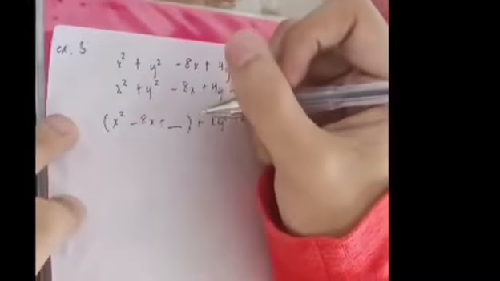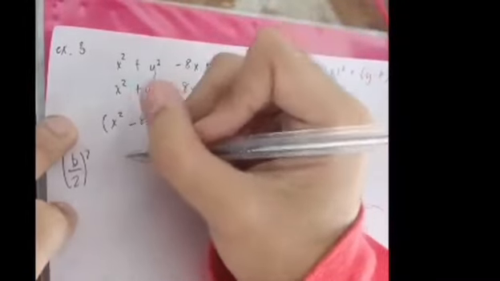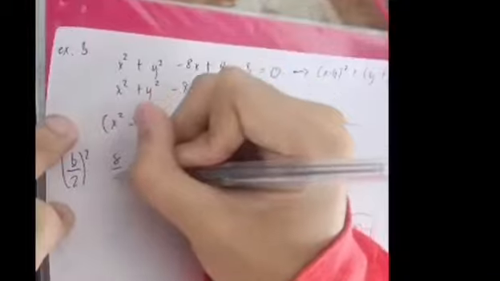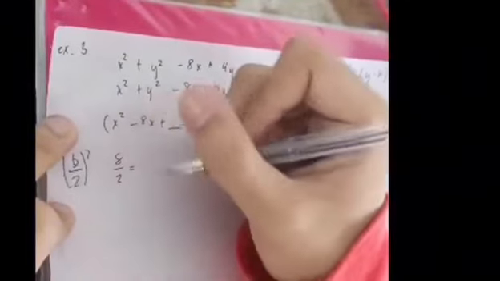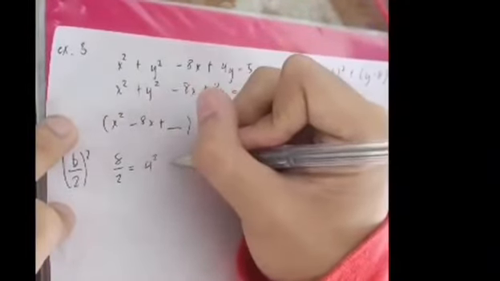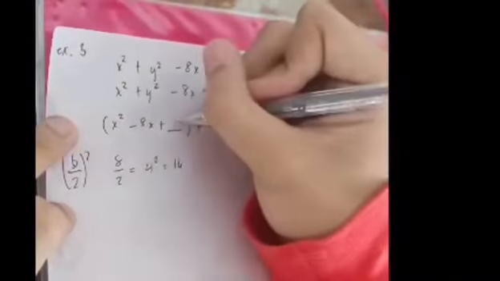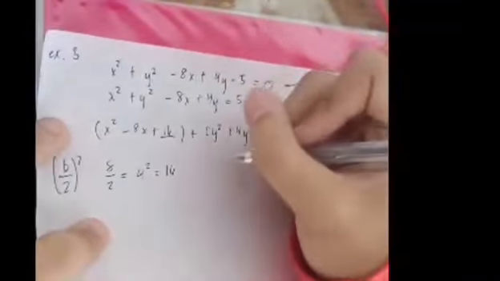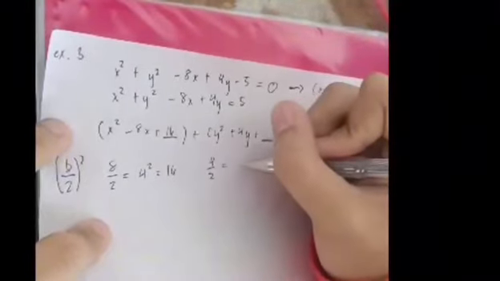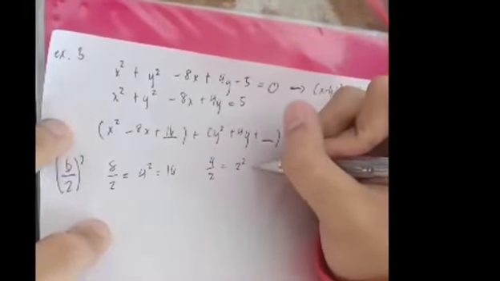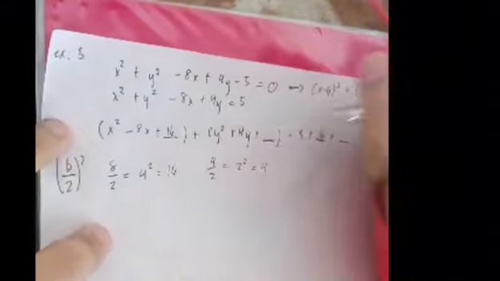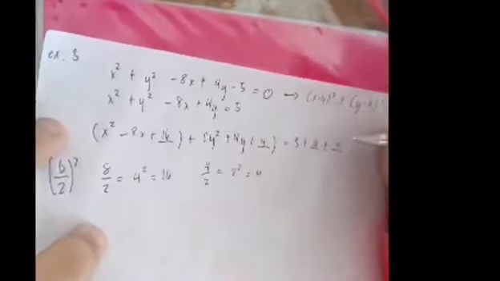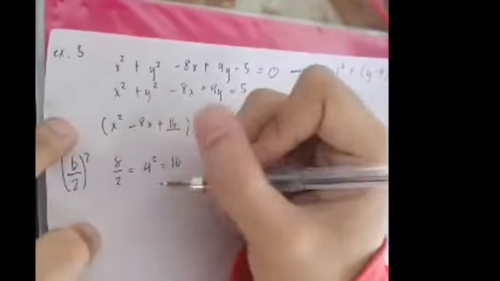The next step is we will divide our b by 2 and put a square on it. So our b is 8. 8 divided by 2 equals 4. Put a square, and 4 squared equals 16, plus 16 on the other side, plus 16. Same here, our b is 4. So 4 divided by 2 is 2. Put a square, and 2 squared equals 4. So plus 4, and add 4 on the other side.